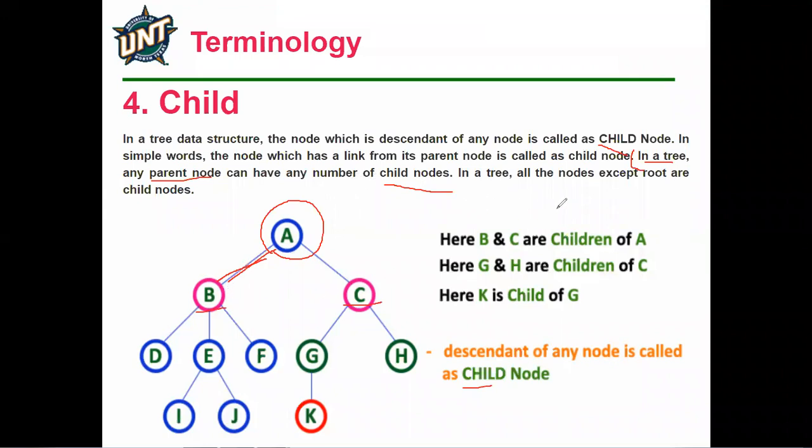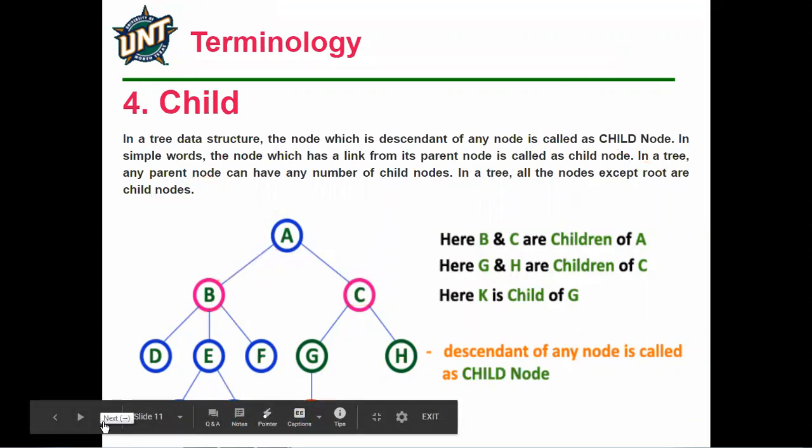In a tree, all the nodes except the root are child nodes. Except for the root node, all nodes are child nodes. I hope everyone is clear. Every parent node can have a number of child nodes. If the parent node is A, it can have multiple children, B can also have them, G too, up to the end. But the root node has no parent, which means the root node cannot be a child of anyone. I hope everyone is clear on the concept of child now.